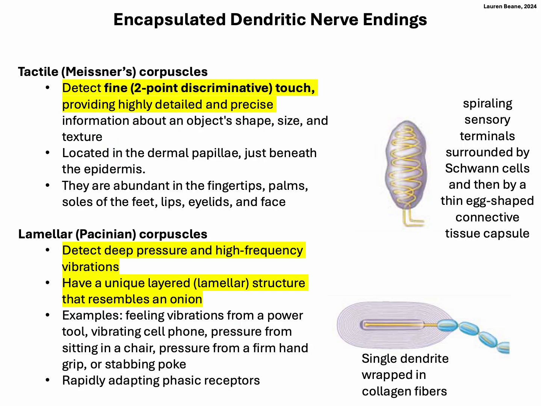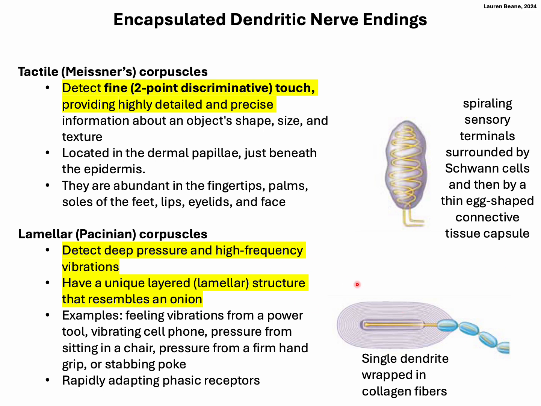Now moving to our encapsulated dendritic nerve endings. This includes tactile or Meissner corpuscles. These are critical for fine discriminative touch, provide really high detailed precision, inform us of an object's shape, size, texture. So I described that on the previous page, right? These are located in the dermal papillae, so really at that transition of epidermis to dermis in the papillary layer. Very abundant in our fingertips, palms, soles of our feet, lips, eyelids, face. So really, really sensitive areas that can sense very precise touch.